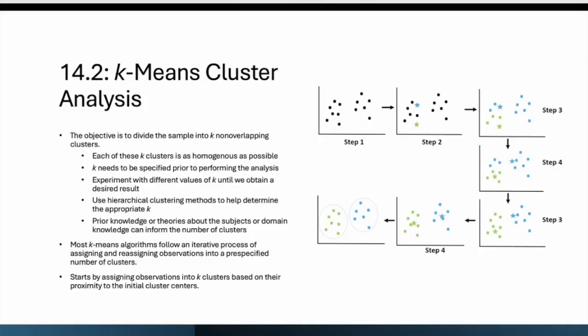In this section, we will be talking about k-means cluster analysis, which is the second part of the cluster analysis. Unlike hierarchical cluster analysis, k-means cluster analysis requires that the number of clusters, the value of k, is specified prior to performing the analysis. The objective is to divide the sample into a pre-specified number k of non-overlapping clusters so that each of these k clusters is as internally homogeneous as possible.